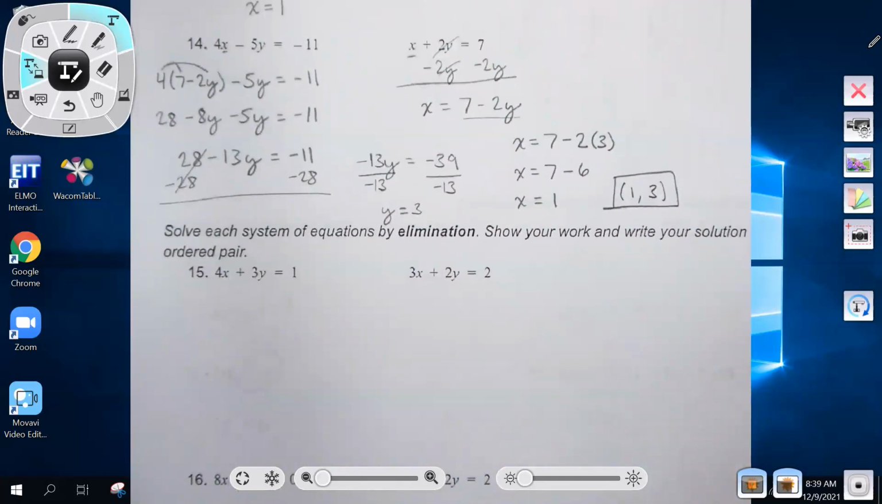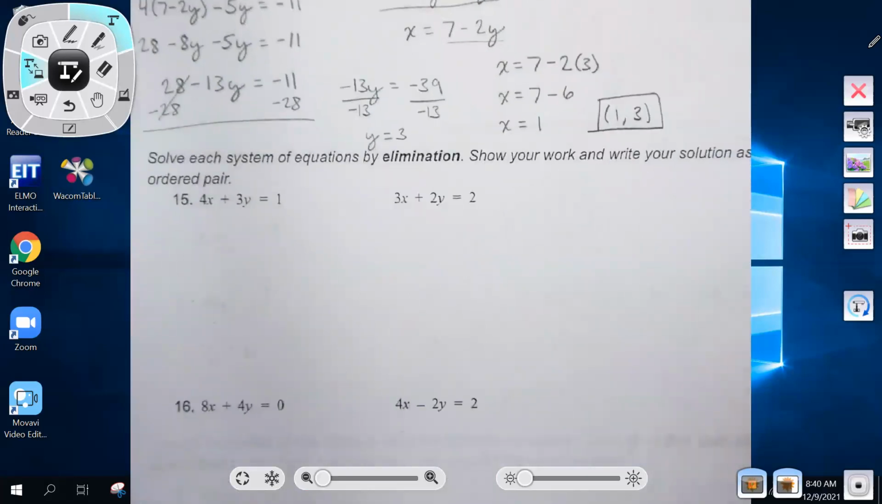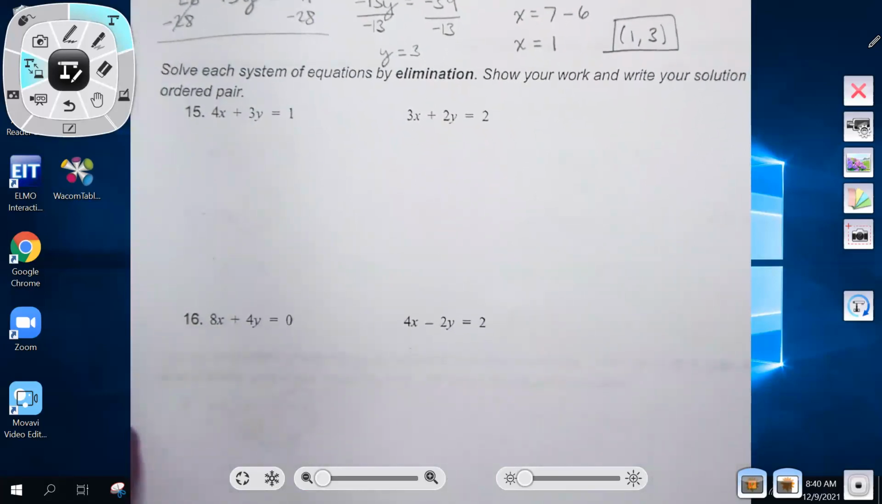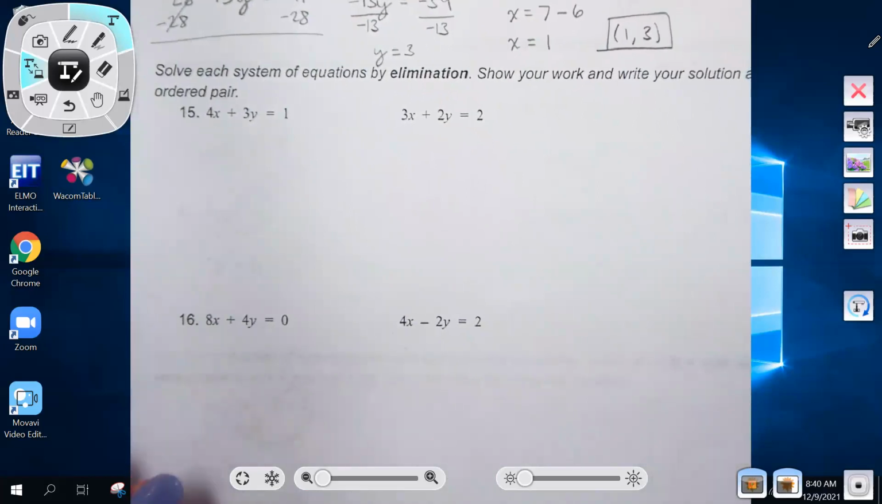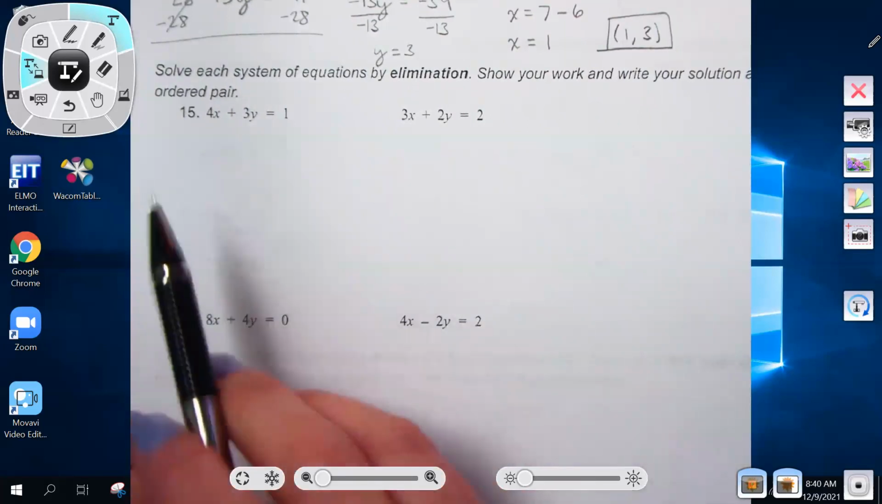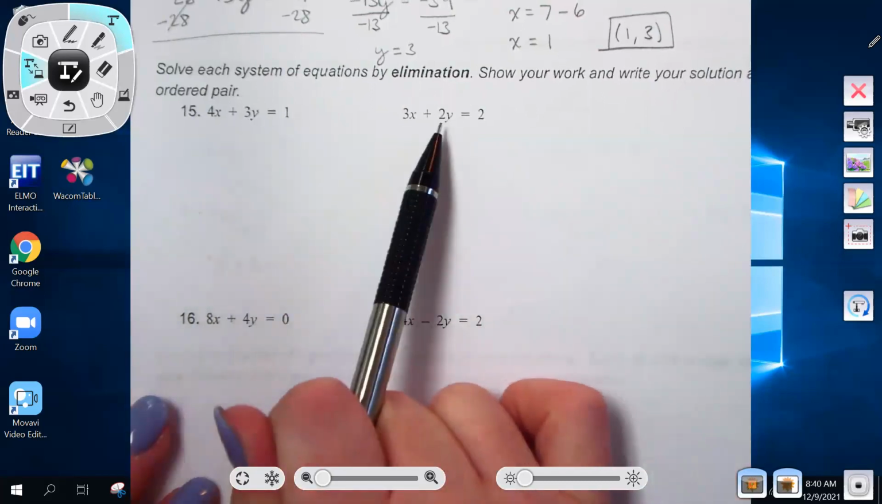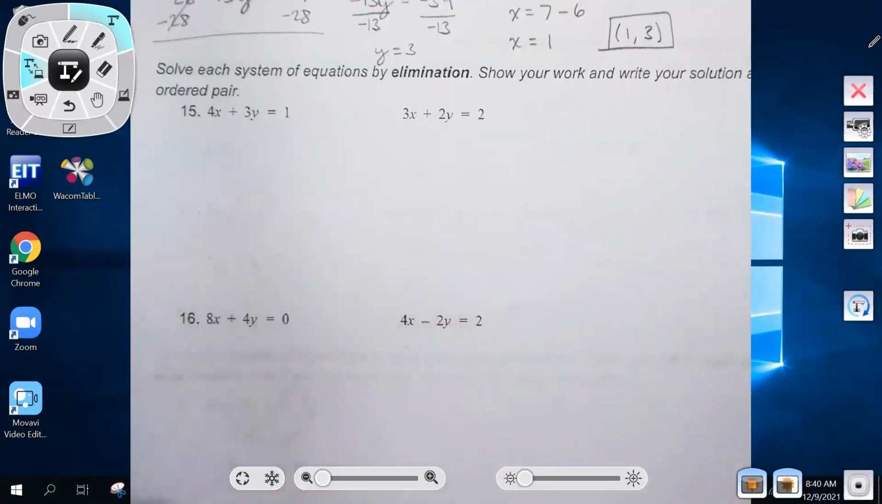Numbers 15 and 16, now we are solving the system by elimination. So again, there's multiple ways to do this. As long as you have solved it by elimination, you're good. Okay, on number 15, we need to choose whether we want to get rid of the x variable or the y variable. It's going to be about the same difficulty no matter which one you do. I usually go with the smaller numbers, so only because y has the smaller coefficients, I would choose to get rid of y. Getting rid of the x is perfectly fine too.